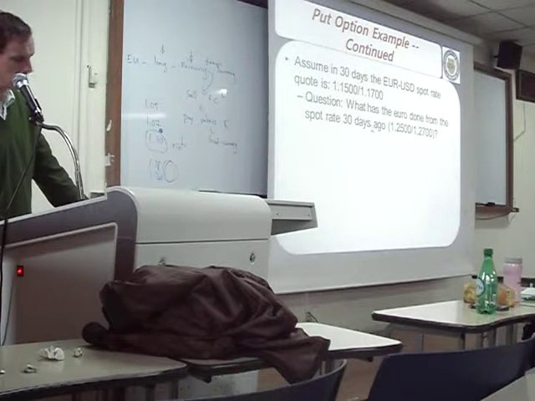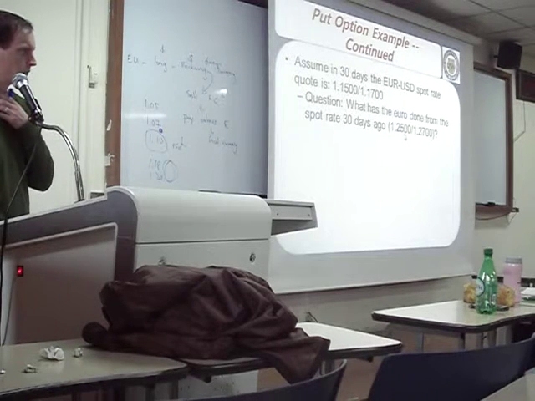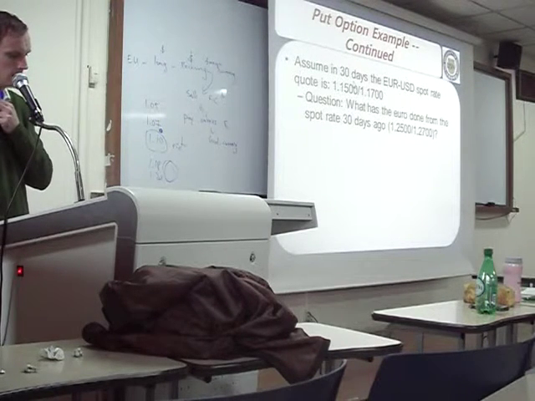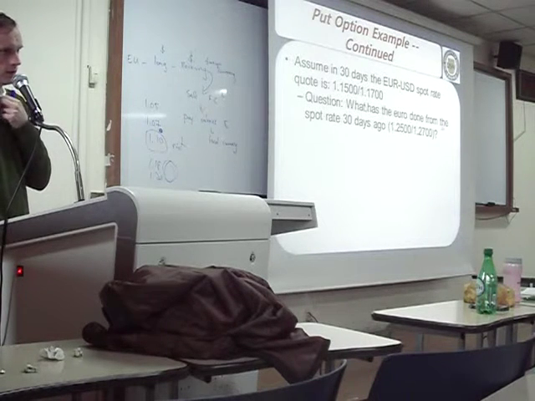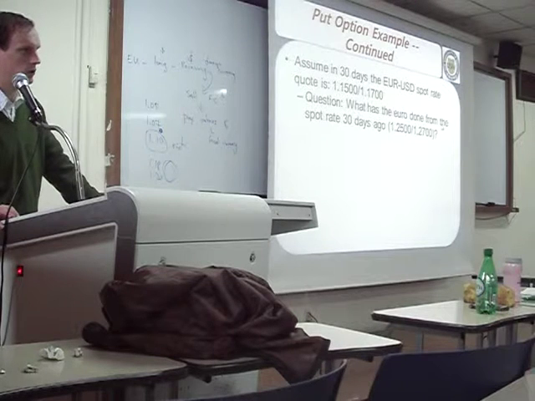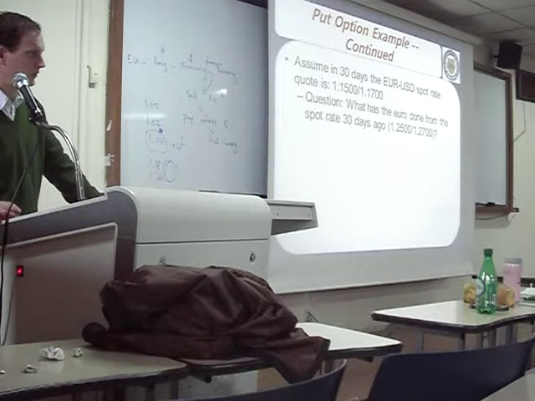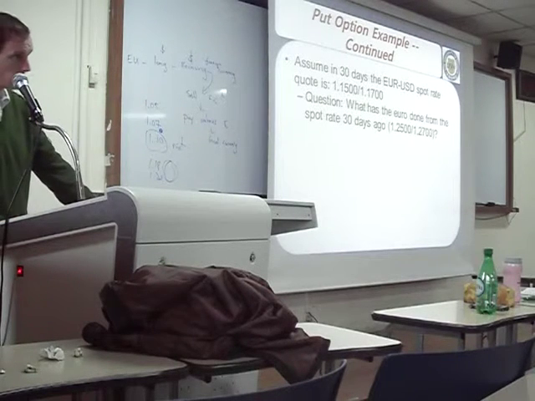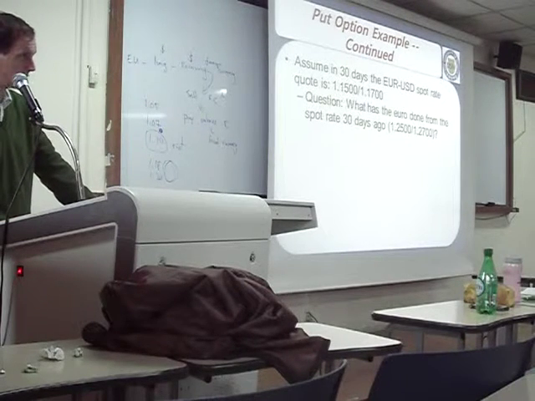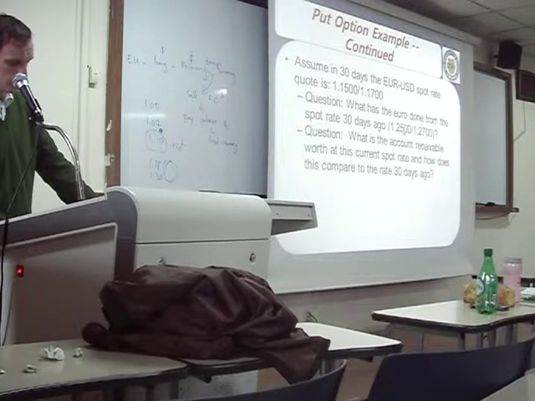30 days ago, do you understand the go? The euro was 125. In 30 days, 30 days later, the euro is 115. Is the euro going up or going down, the base currency? It's going down. Is it getting stronger or weaker? So the base currency, if the number is going up, it's getting stronger. If the number is going down, it's getting weaker. We should be able to do that quickly. So the euro is getting weaker.